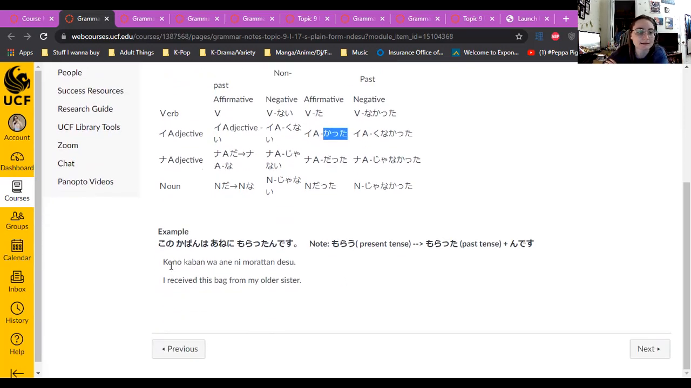And the example she has is kono kaban wa are ni morattan desu. So morau is the present tense, moratta is past tense, add desu to the end of it. So you would be conjugating whatever word you have. In this case, it's a verb. You put it in past tense, and you add desu to the end of it. So: I received this bag from my older sister.